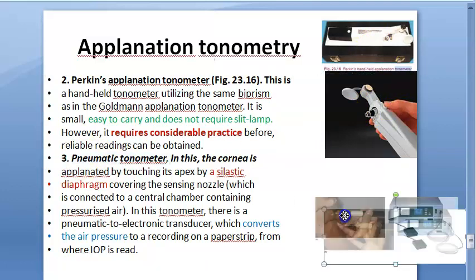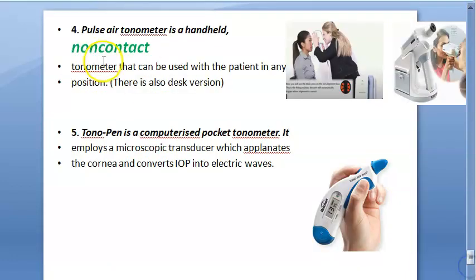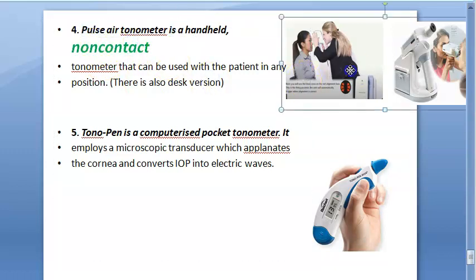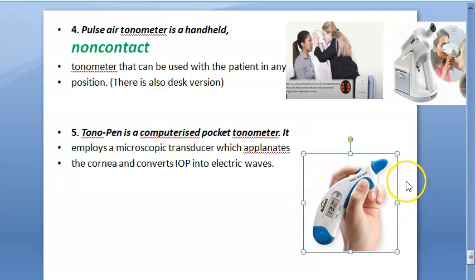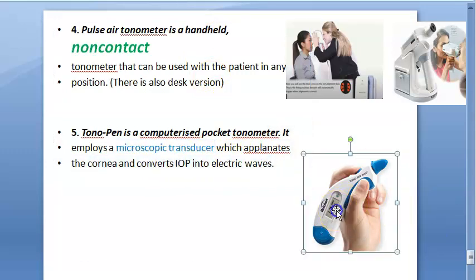Okay. Then coming to Pneumatic Tonometer, what did you see in this? It will have a sensing nozzle which will be covered with a silastic diaphragm that is going to touch the cornea. Then the air pressure is going to convert it into electrical energy and it's going to print on paper the intraocular pressure. Then you have the Pulsair Tonometer. Remember, this one is non-contact. You will get a handheld version, even a desktop version. Okay. Then coming to Tono-Pen, this is a computerized pocket tonometer. It will have a microscopic transducer. It will convert the intraocular pressure into electric waves and it will give you a reading.